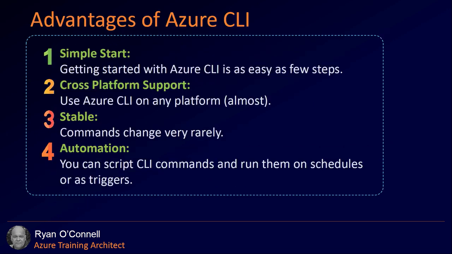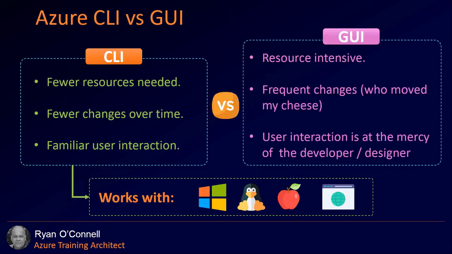The advantages of CLI: simple start. Getting started with Azure CLI is as easy as a few steps. It's cross-platform support. Use Azure CLI on many platforms, or almost all. Again, Linux, Mac, and Windows. It's stable. Commands change very rarely. It's great for automation. You can script commands and run them on schedules or as triggers.